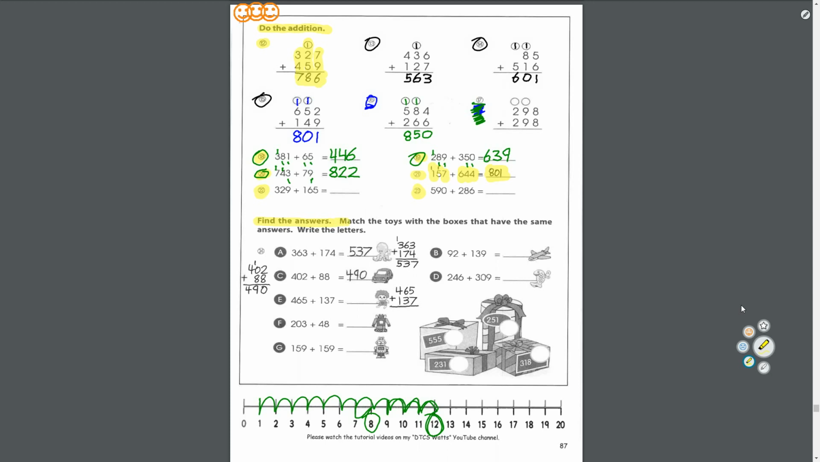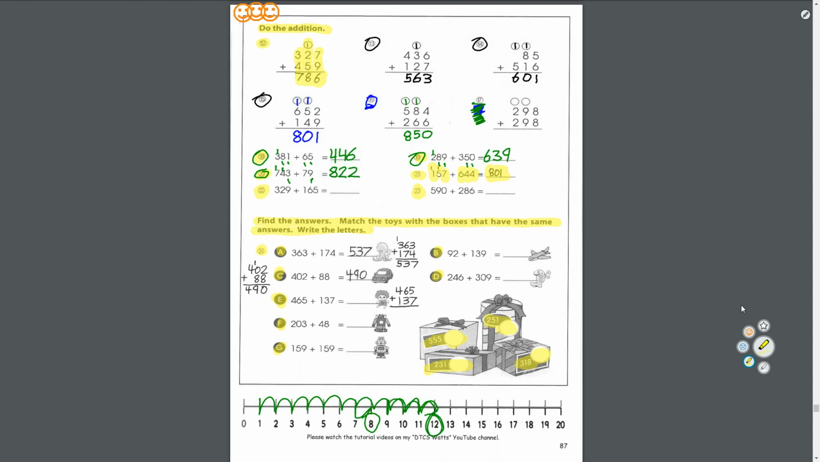Find the answers, match the toys with the boxes that have the same answers. Write the letters. Okay, so you see on question 24, we have A, B, C, D, E, F, G. And then over here, we got some presents. 231, 555, 251, and 318. So we're going to answer these questions, and we'll figure out which letter goes in which box. Okay, I did the first two for you.